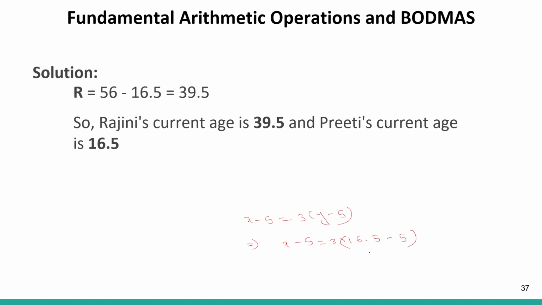16.5 minus 5, so this is nothing. This implies that x is equal to 39.5. Okay, this is the final answer.